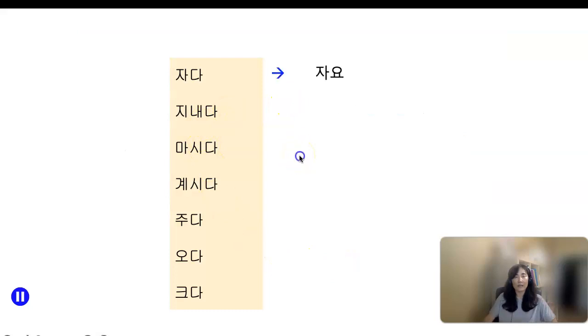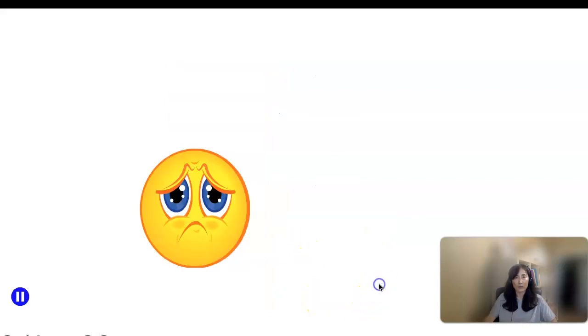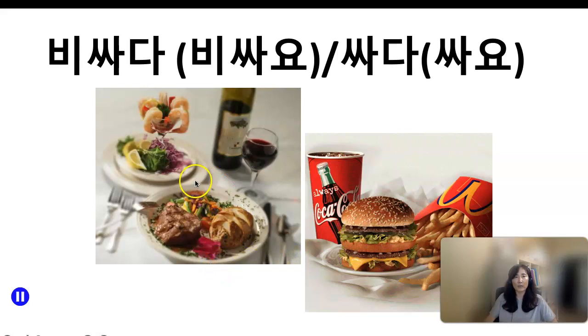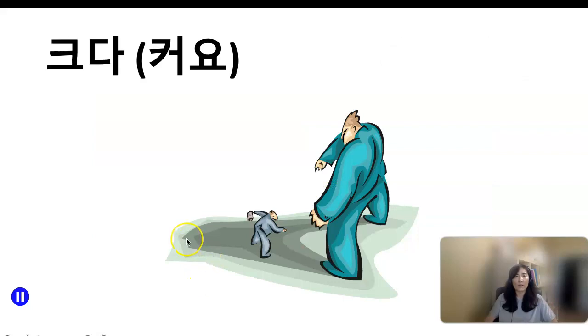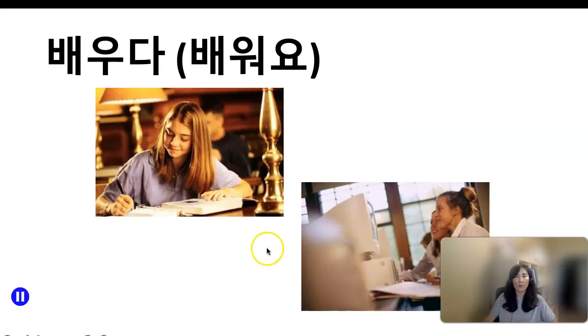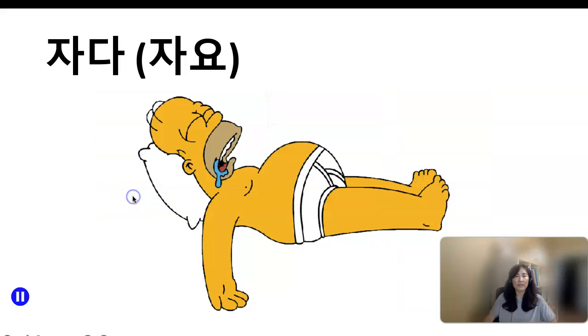자다, 자요. 지내다, 지내요. 마시다, how do you conjugate? 마셔요. 계세요. 줘요 or 주어요. 오다, 와요. 크다, 커요. 나빠요. 비싸요, to be expensive, 싸요, to be cheap. 비싸요, 싸요. 커요, to be big. 배워요. 와요. 자요.